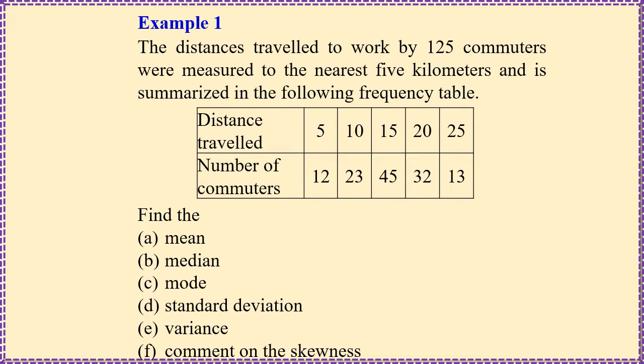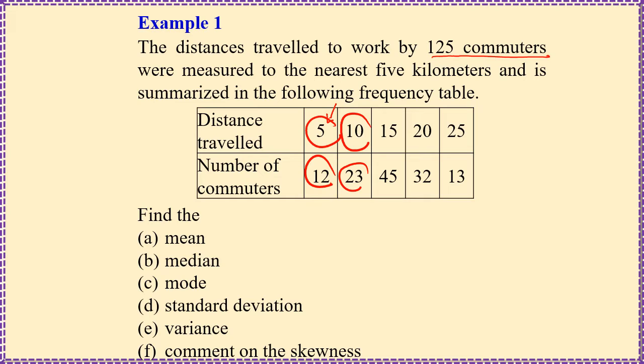Okay, let's see an example. So example 1, the distance traveled to work by 125 commuters was measured to the nearest 5 kilometers and is summarized in the following frequency table. So what does this table mean? So for this distance traveled, let's say 5 kilometers, the number of commuters that commute 5 kilometers is 12. And then for 10 kilometers, there will be 23.